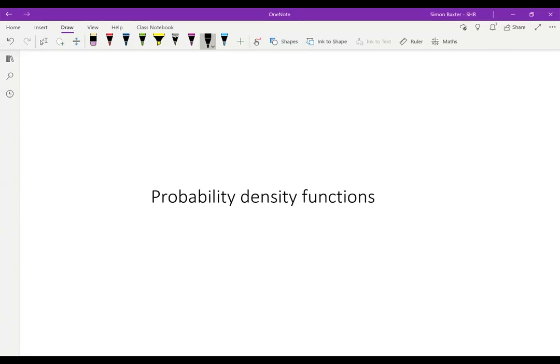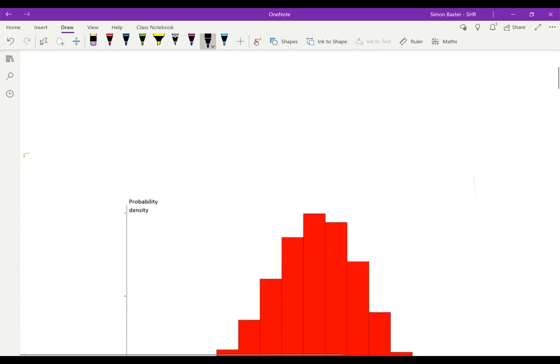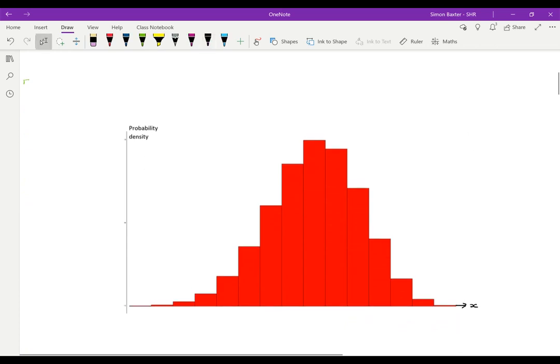Today, I want to talk about probability density functions. Well, first, I'm going to look at a histogram. This is not a histogram which represents frequencies. This one is a histogram which represents probabilities. So we have on the vertical axis, instead of frequency density, we've got probability density.